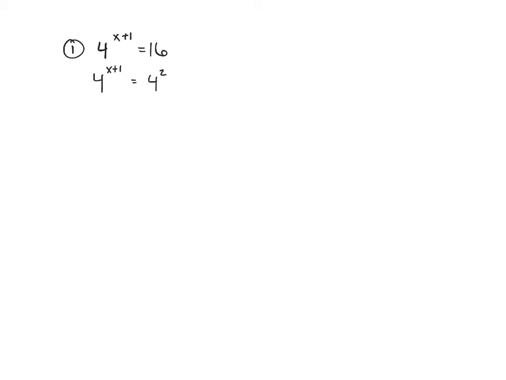So some people may change this to a base of 2, some people may change this to a base of 4. Either will work as long as they are the same base. Just make sure they can be the same base. But from here, we can cancel out our bases. Get x plus 1 is equal to 2. Subtract 1 on both sides. We get x is equal to 1. Please make sure you put your answer into a solution set, and you're good to go.